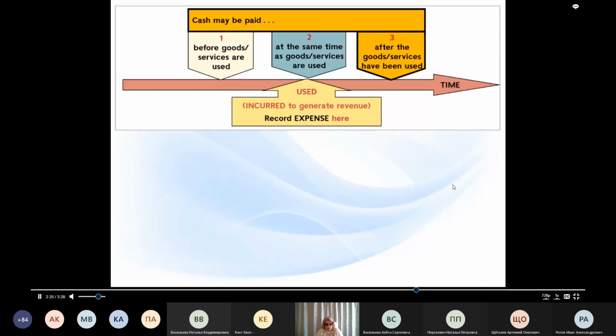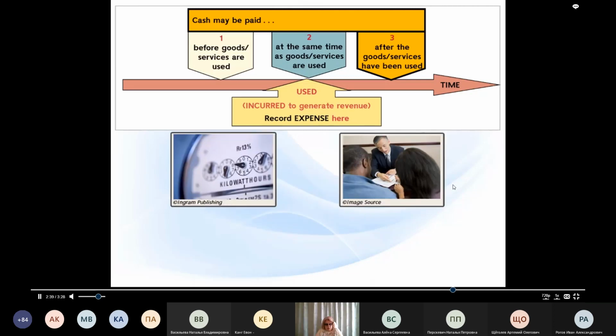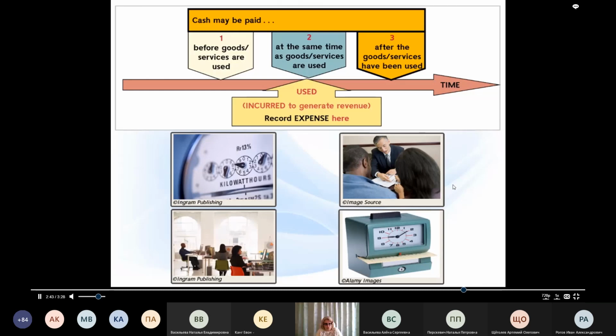Finally, let's consider a situation in which cash is paid after the goods or services are used. Many costs are paid after the goods or services have been received and used. Examples include utilities used in the current period but not yet paid for, interest owed on borrowed funds at the end of an accounting period, and wages owed but not paid for work done in the current period.